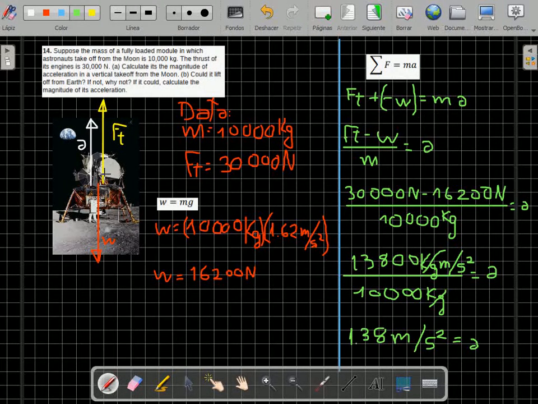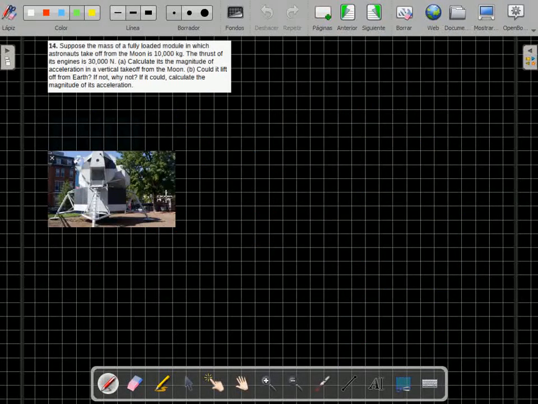Now part B, it says, could it lift it from Earth? If not, why not? If it could, calculate the magnitude of its acceleration. So what do we have to do here? Given the same force of thrust, we have to know if the module will be able to lift off from Earth. Would that be possible? Okay, let's see if it will be or not.